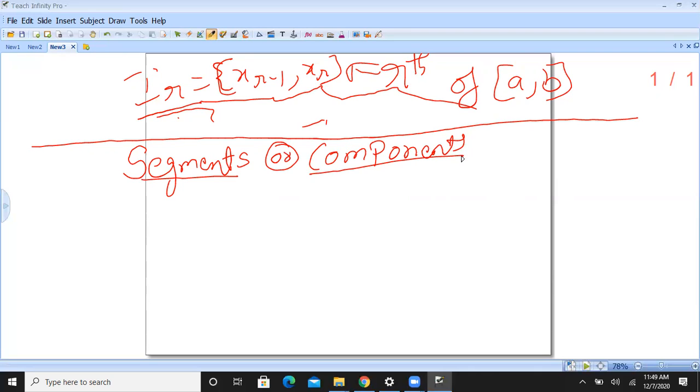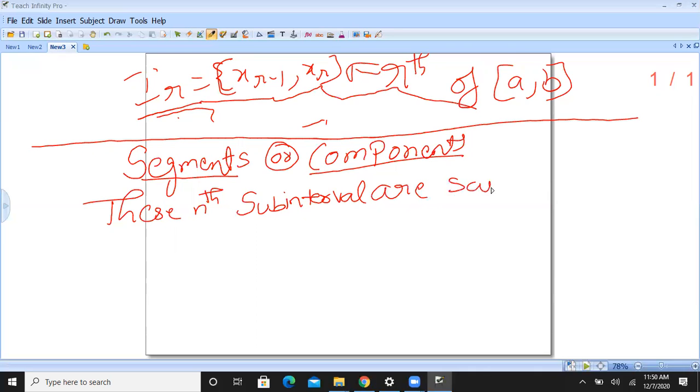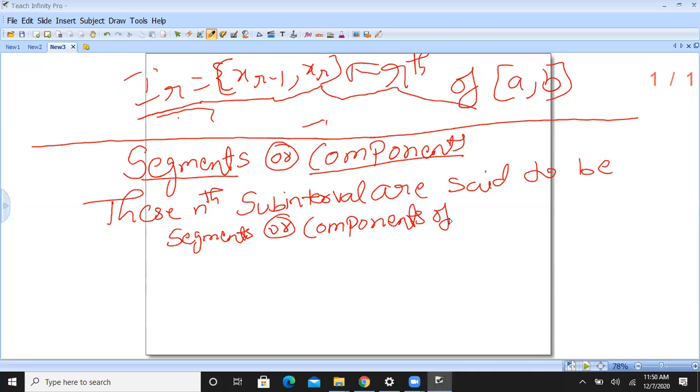Okay, the nth subintervals we just talked about. In the next definition, these nth subintervals are said to be segments or components of the partition P. Components of the partition P, segments or components of the partition P.